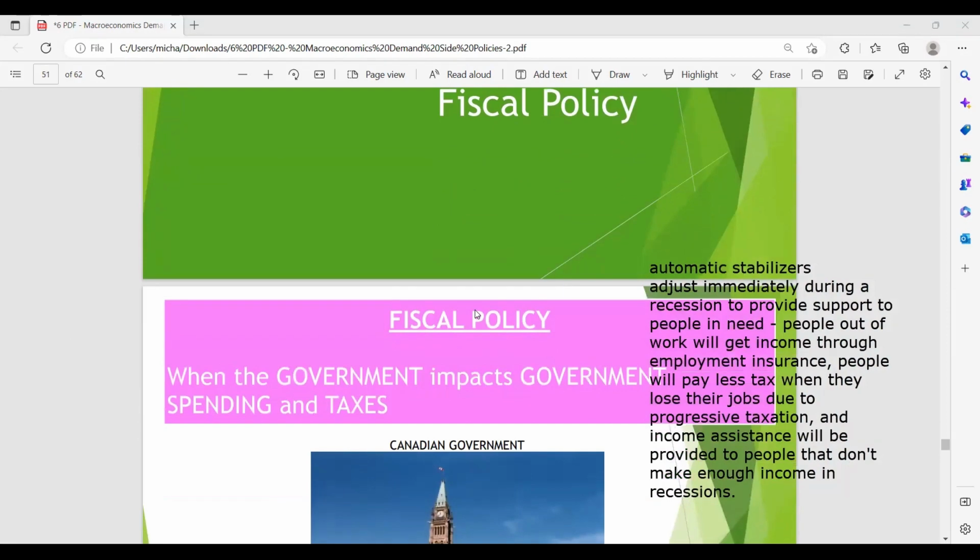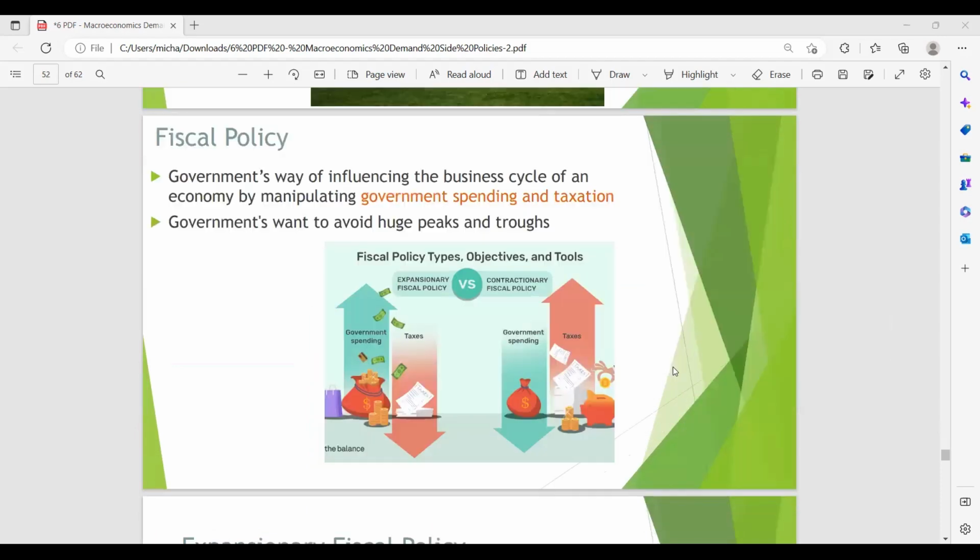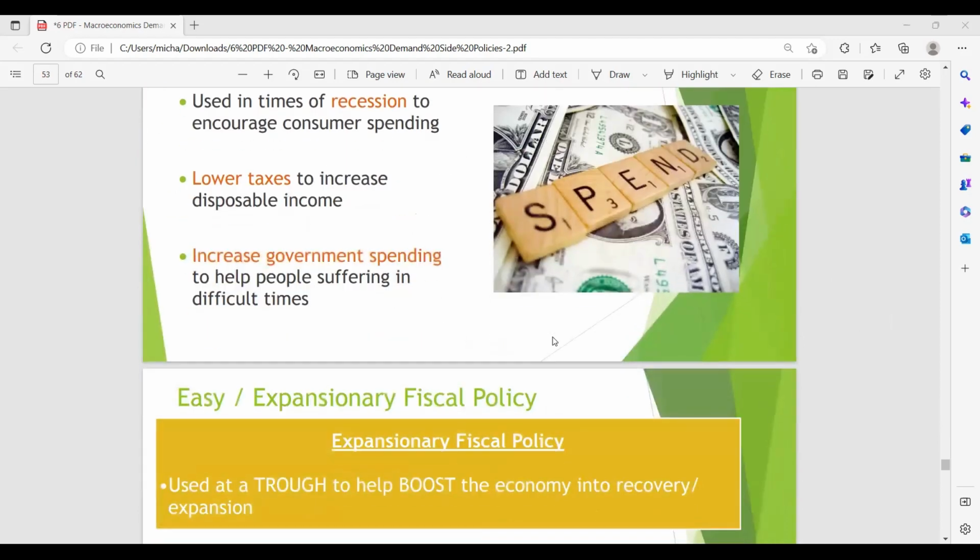So fiscal policy is when the government impacts government spending and taxes. Fiscal policy is the government's way of influencing the business cycle through changing government spending and taxation. Expansionary fiscal policy is when government spending increases and taxes decrease. Contractionary fiscal policy is when government spending decreases and taxes increase.